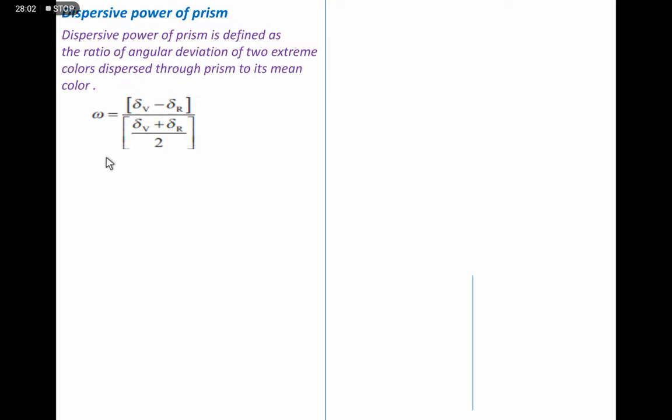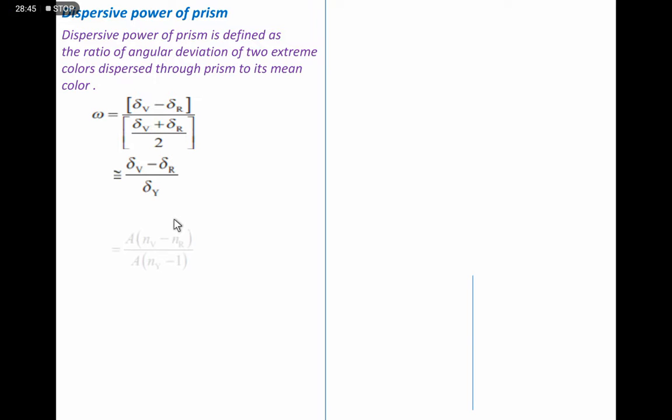That's why we'll write delta y is equal to the mean color of violet and red, that is delta v plus delta r divided by 2. Then we'll write omega as delta v minus delta r by delta y. This way we write the dispersive power of the prism according to the definition. It is the ratio of the angular deviation between two extreme colors in the dispersed beam to the deviation of the mean color. So delta v minus delta r is the angular separation between the extreme colors, and the mean color is delta y.